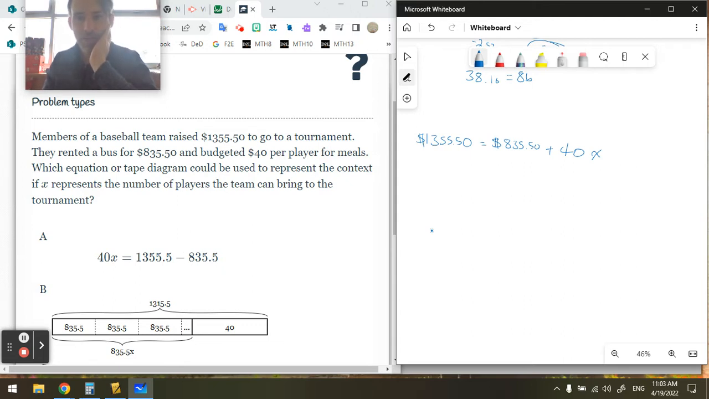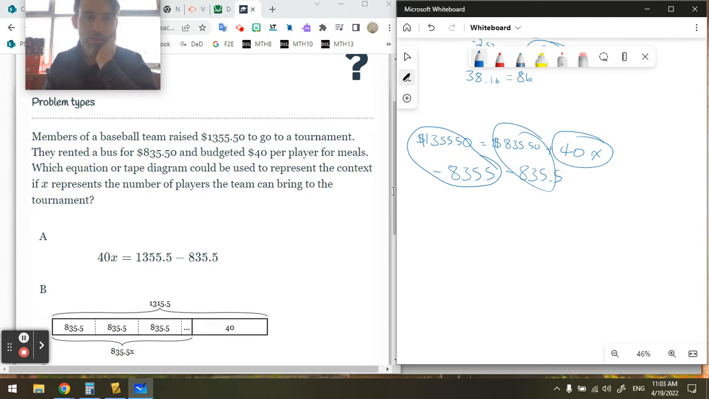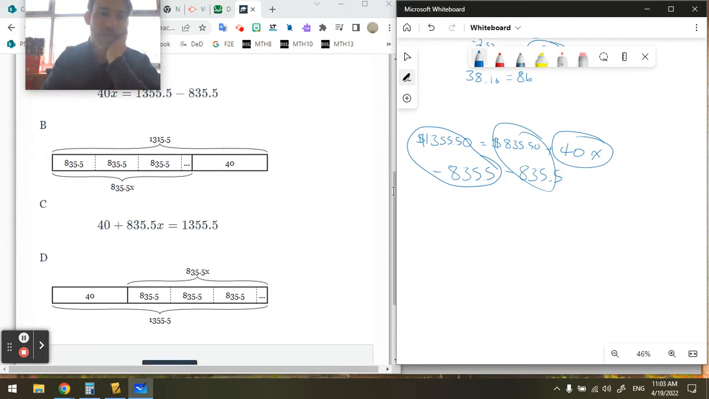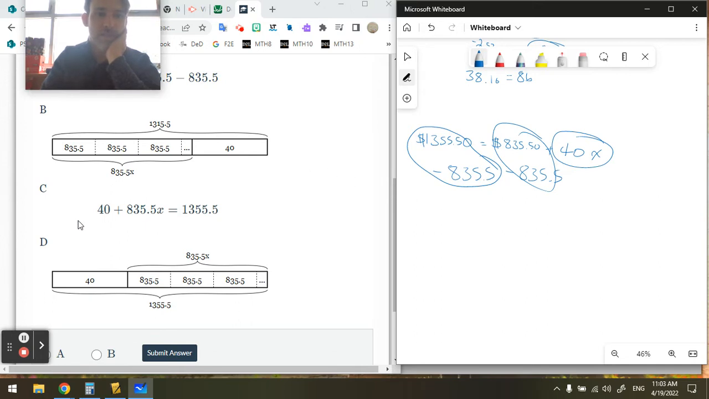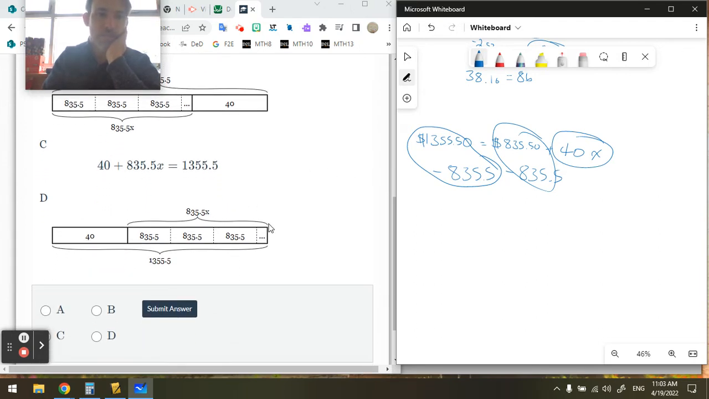Because if I take my equation here and rearrange it by subtracting 835.5 from both sides, you'll notice this is equal to 40x because this is 0. So that's what I would have there. 40x is equal to that. So the answer is A. It's not this. It's not correct. Okay, I'm multiplying the wrong thing.